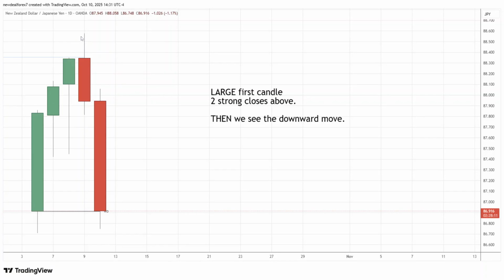This is a daily chart. That's at the high of the day. We look for the little money candle on the 5-minute chart and we just ride all of that down.